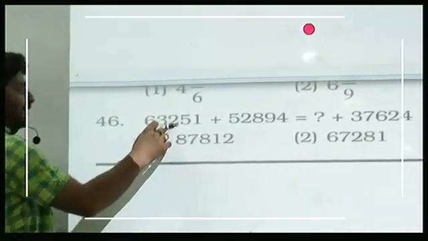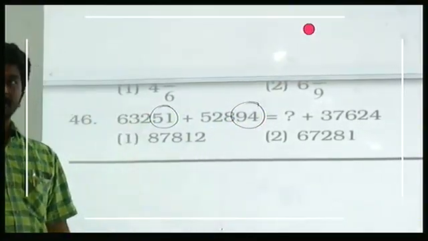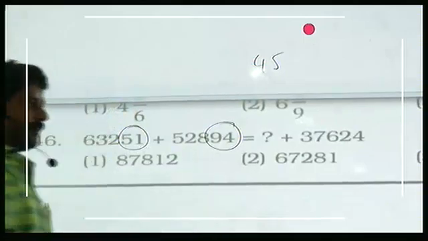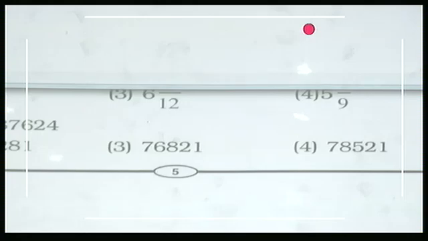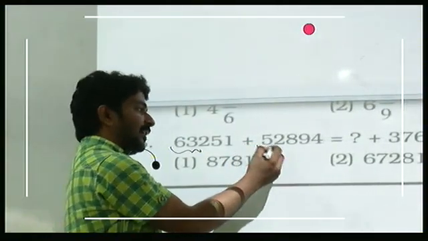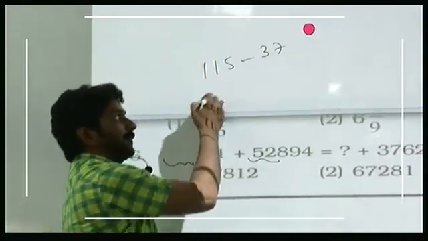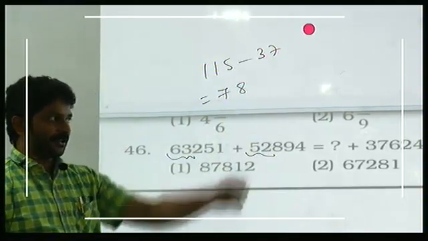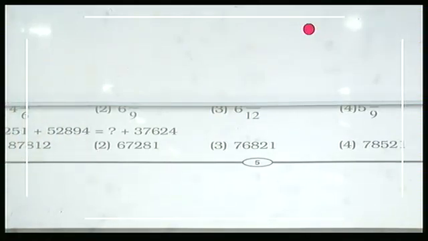Now 63,251 last digits 51, 94. How much is that? 145. So you can treat it as 45. 45 minus 24, 21. How many options are there? 2 options are there. 76,821 or 78,521. Only these 2. So now you verify first 2 digits. How much is this? 63. And here 52. Total 115. From this subtract 37. How much you will get? 78. Fourth option answer. Right? Next. 47.